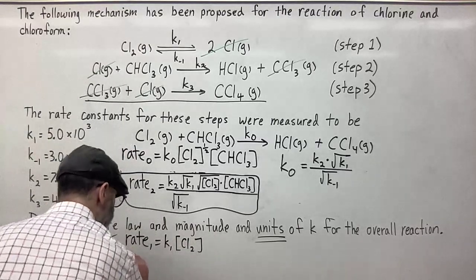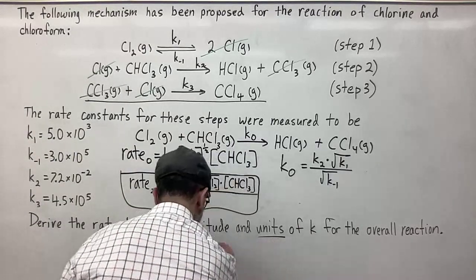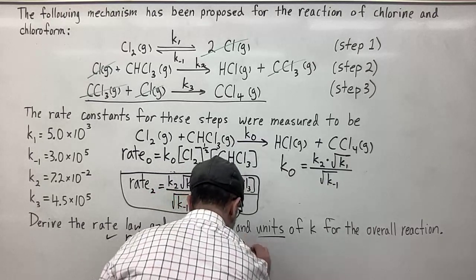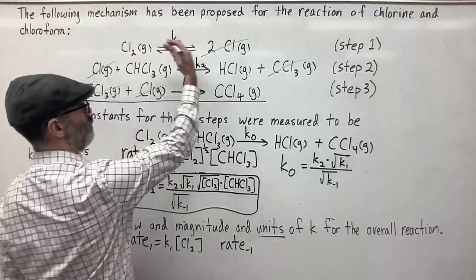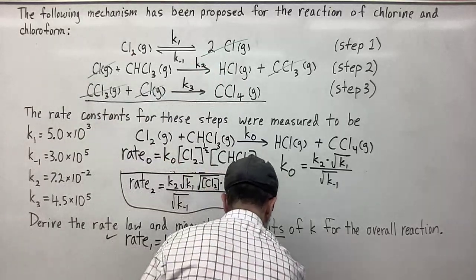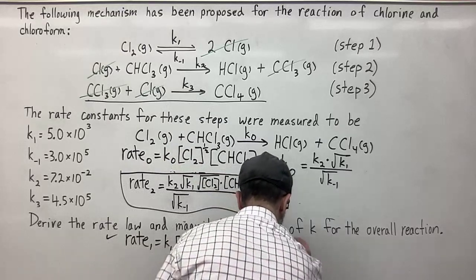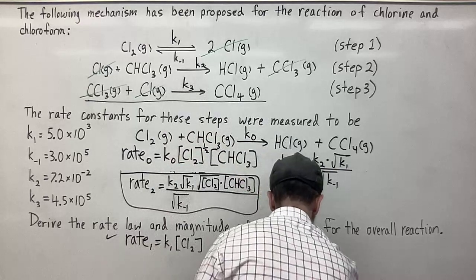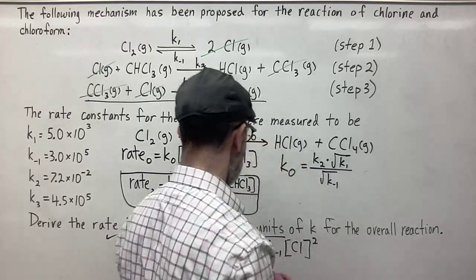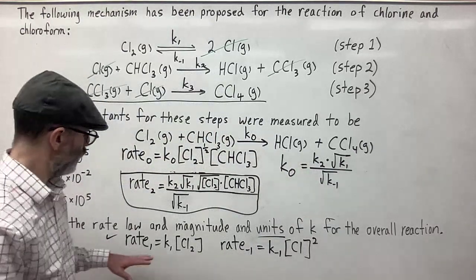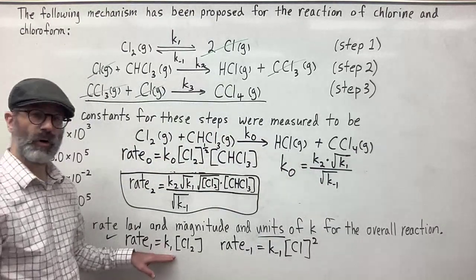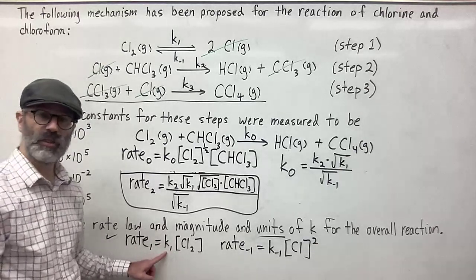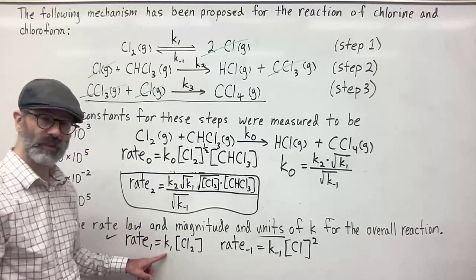So we have the rate law, let's say rate minus 1, that's the reverse here, we're going in reverse. Remember, that's equal to K minus 1 times the concentration of Cl raised to the second power. So how do we figure out what the units are for the rate constant here?